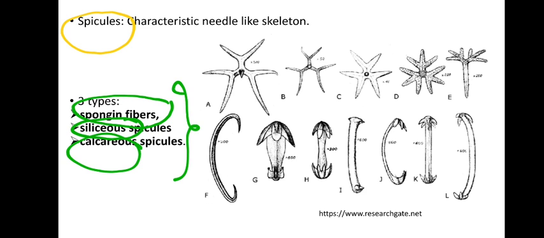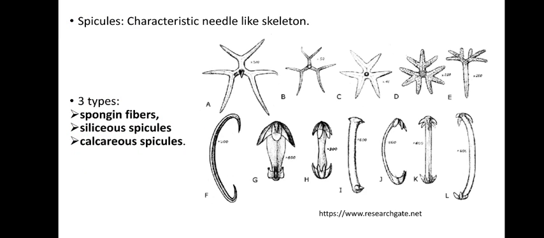If it is formed of some organic material called spongin, then it is called spongin fiber. If it is formed of SiO2, the silica, it is called siliceous spicule. If it is formed of calcium carbonate, it is called calcareous spicule. So different types of spicules are present. In detail, you will be studying spicules in the next chapter.